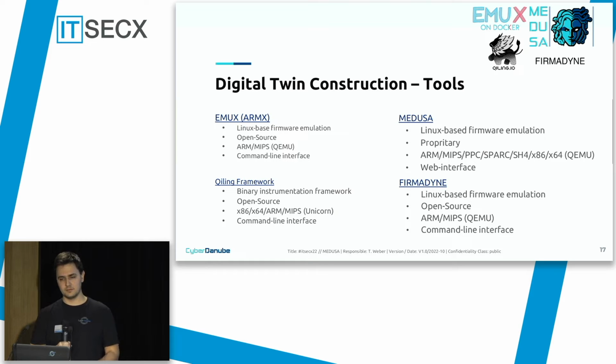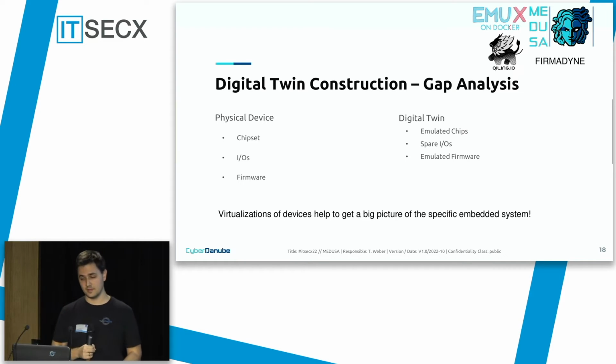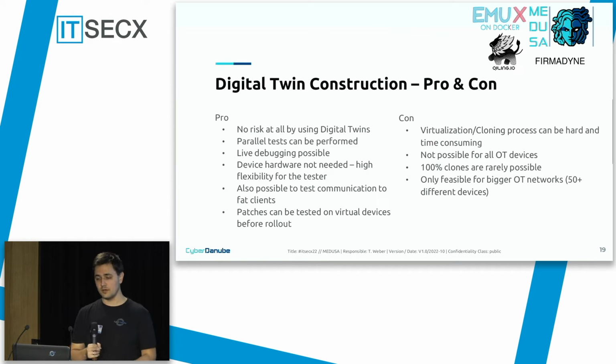So sometimes we have to live without some IOs and without some parts which are part of the embedded device which should work. If you have a physical device, then you have a chipset, IO, and firmware. If you have a digital twin, then you have emulated chips, spare IOs, and the emulated firmware. And if you do it, you can get a whole idea of what processes are running, what ports are open, which software is running, how it behaves, and which problems and vulnerabilities they may have. So it gives you a really good overview of the whole device.